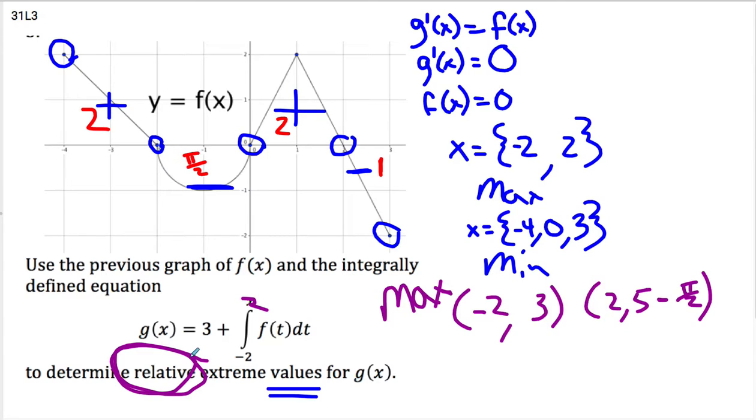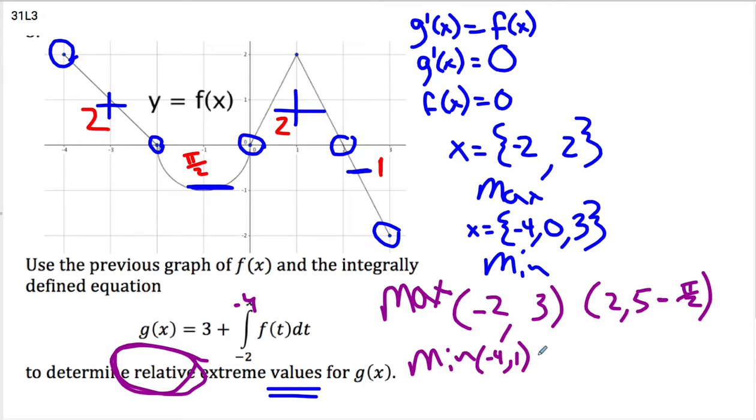Our mins, then, happen at -4. You throw -4 into here. It's 3 plus, start at -2, go backwards. So because we're going backwards, we'll use this as a negative. So 3 plus -2 is 1. So the first min is at (-4, 1).